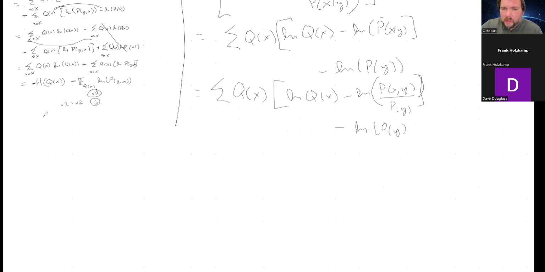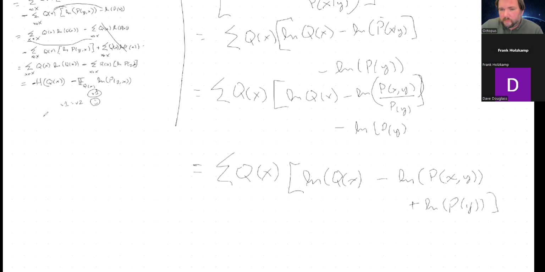Now we can do the same trick again, where we take the log of the ratios and turn it into the difference of the logs. So what this becomes is the sum of q of x, natural log q of x, minus natural log probability of x and y. And then because I'm minusing a minus, this becomes plus natural log of p of y. Minus natural log of p of y.